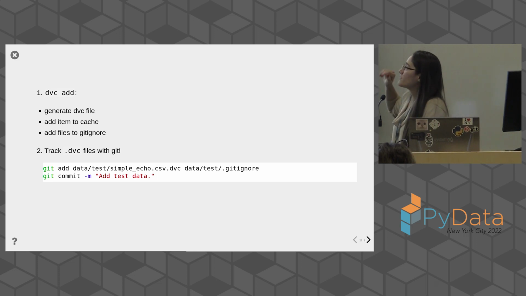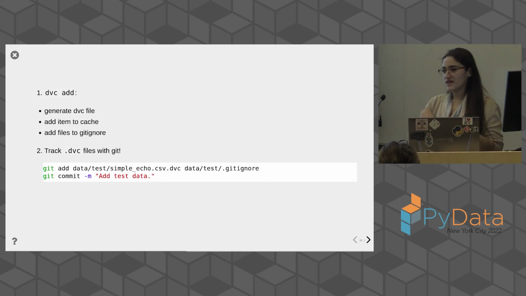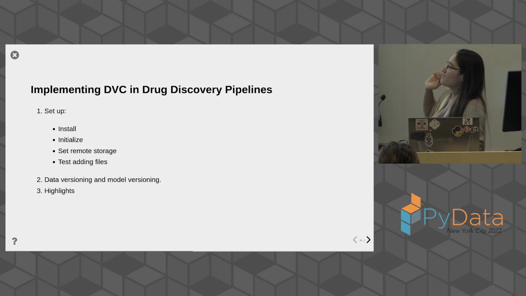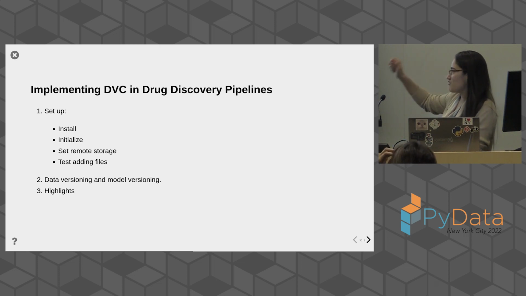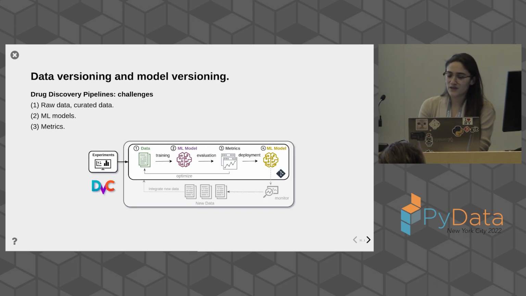And after we do the DVC add, essentially we generate a DVC file, we add the item to the cache, and then we add files to the git ignore. And then the next step is to commit our DVC files and our git ignore. And then what we are doing with Git is tracking that metadata, not the file itself. So now that we have the basic setup and we have the basics, we know how to install, initialize the remote, and we have a test for adding a file. Let's see how it really works when we have data versioning.